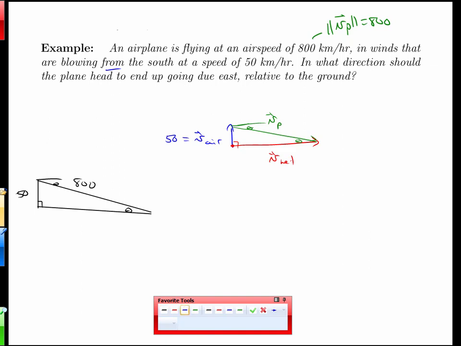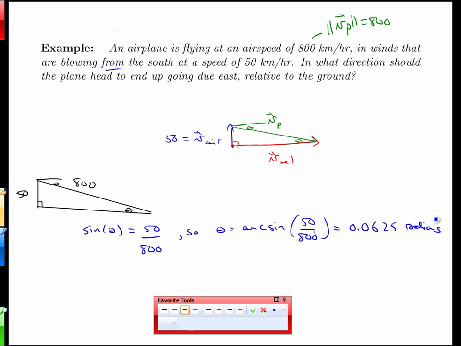We can use our classic trig identities here. What can we say? Opposite over hypotenuse. We know that sine of theta is going to equal 50 over 800. So theta is equal to the arc sine, or inverse sine, of 50 over 800. Make sure you check your calculator for degrees or radians. In radians, that's 0.0625. I'll be honest, we're not doing any calculus yet, so I would be tempted to put this in degrees.